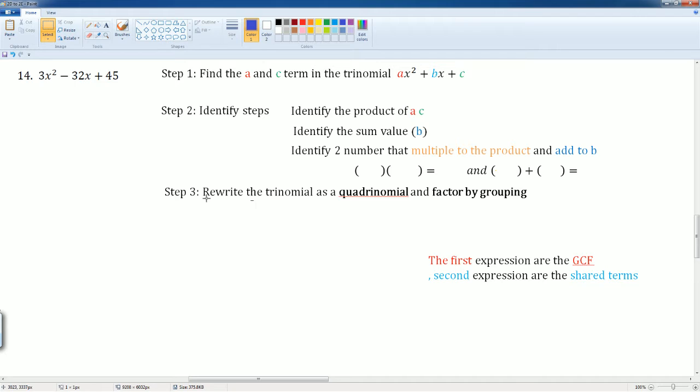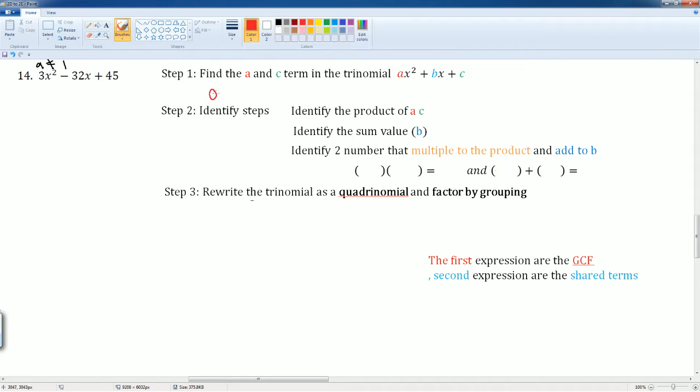This is question 14. Notice this trinomial here: the a term is not equal to 1. Since the a term is not equal to 1, we cannot factor it using our traditional find p and q method using the x. So what we have to do is force it into a quadrinomial, which is 4 terms. Then we can do it by grouping. These are the steps that need to be memorized prior to the quiz.